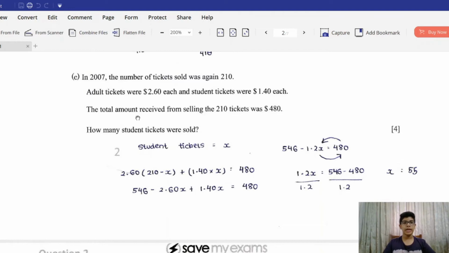Part C. In 2007, the number of tickets sold again was 210. Adult tickets were $2.60 each, and student tickets were $1.40 each. The total amount received from selling the 210 tickets was $480.